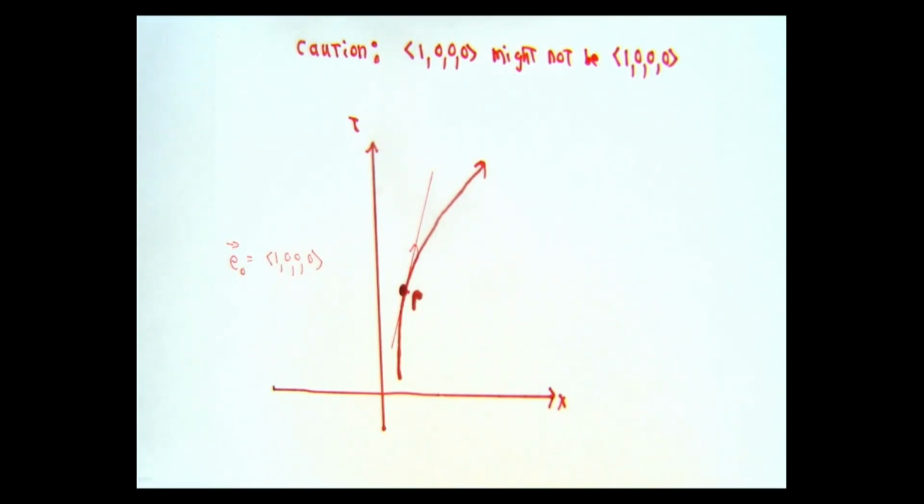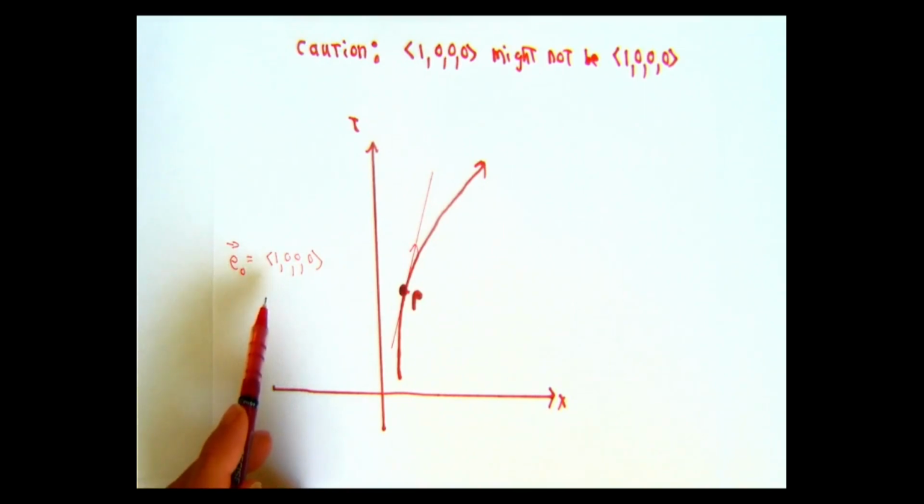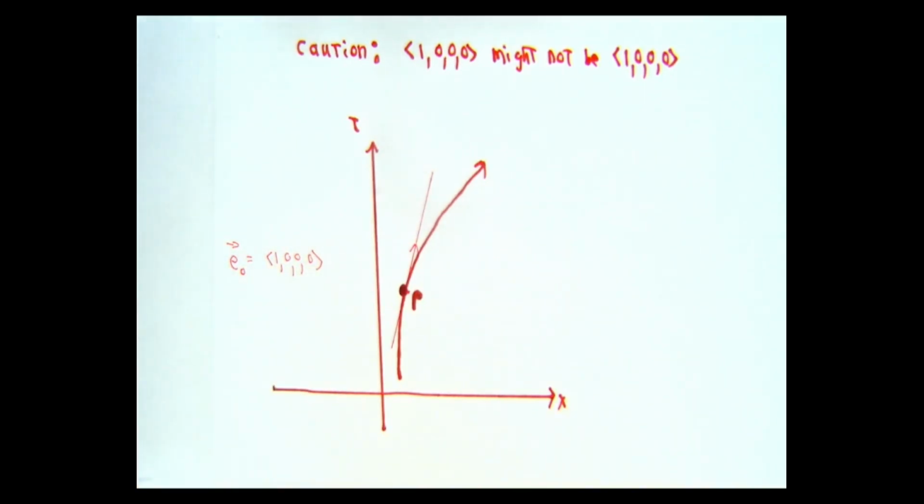If I were in Calc 3, or if I hadn't been paying attention to everything we've been saying, I would write this. Okay, E0, the 4 velocity, the basis vector number 0 of the momentarily co-moving reference frame, equals 1, 0, 0, 0. If I write that, I have made a deadly mistake.